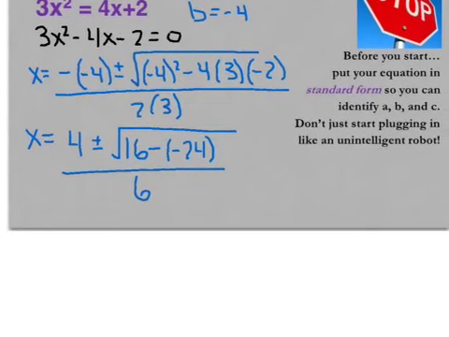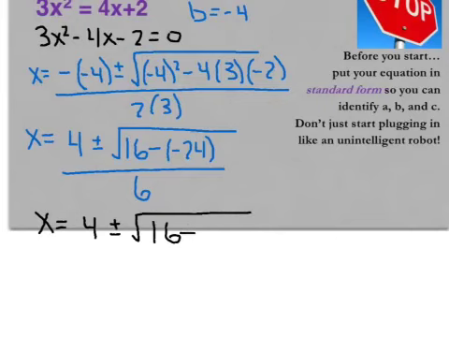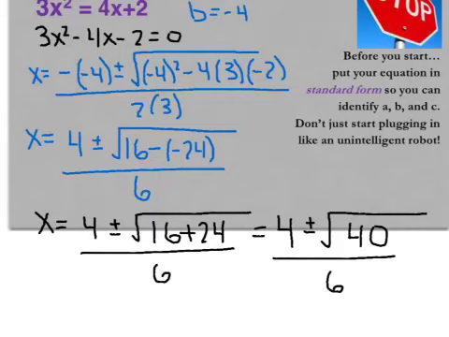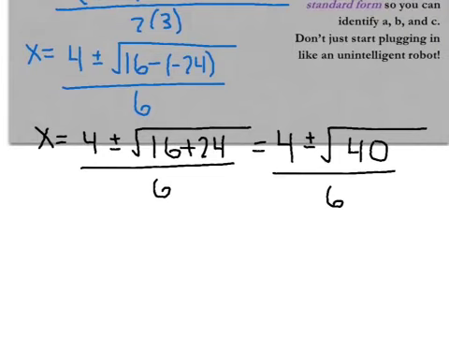Okay, giving myself a little bit more space. Now simplifying a little bit, x equals 4 plus or minus the square root. Now I have 16 plus 24 all over 6. Now obviously you don't have to show all of these steps, but I don't want you to get confused and miss anything. Square root of 40 all over 6. Now obviously, hopefully by now we know that the square root of 40 can be simplified. So I'm going to go ahead and simplify that.